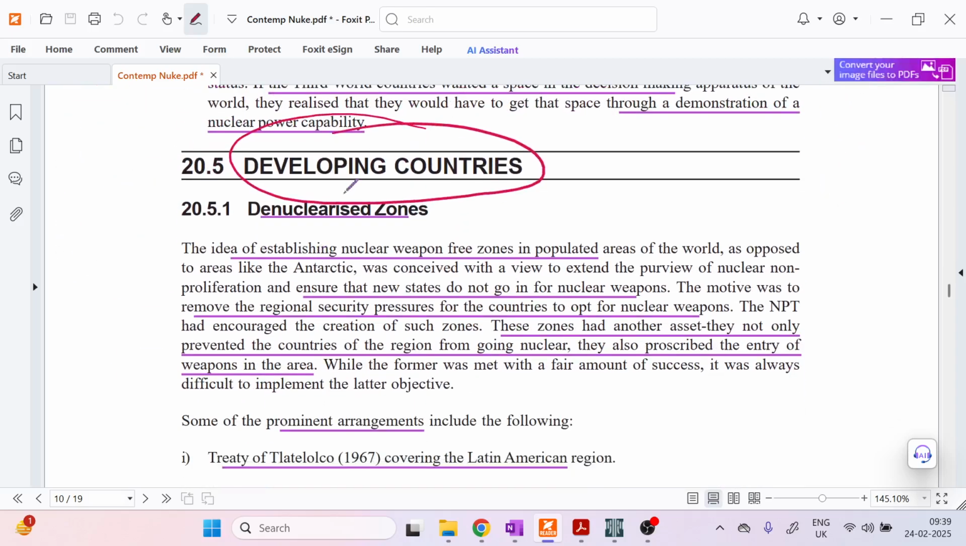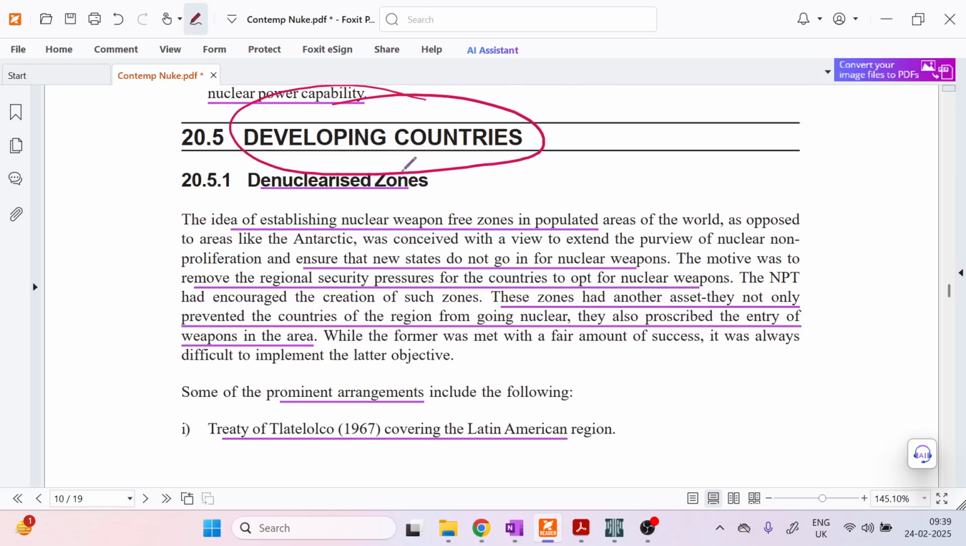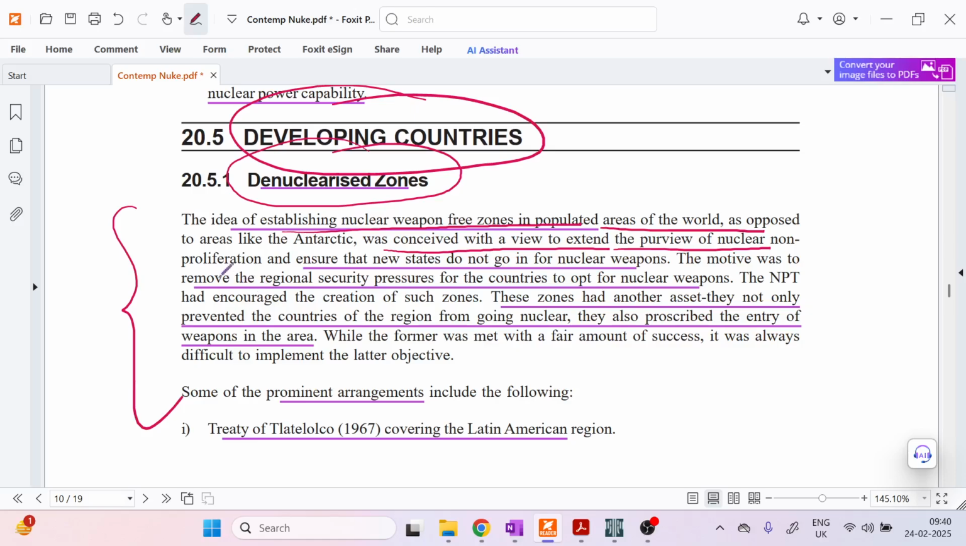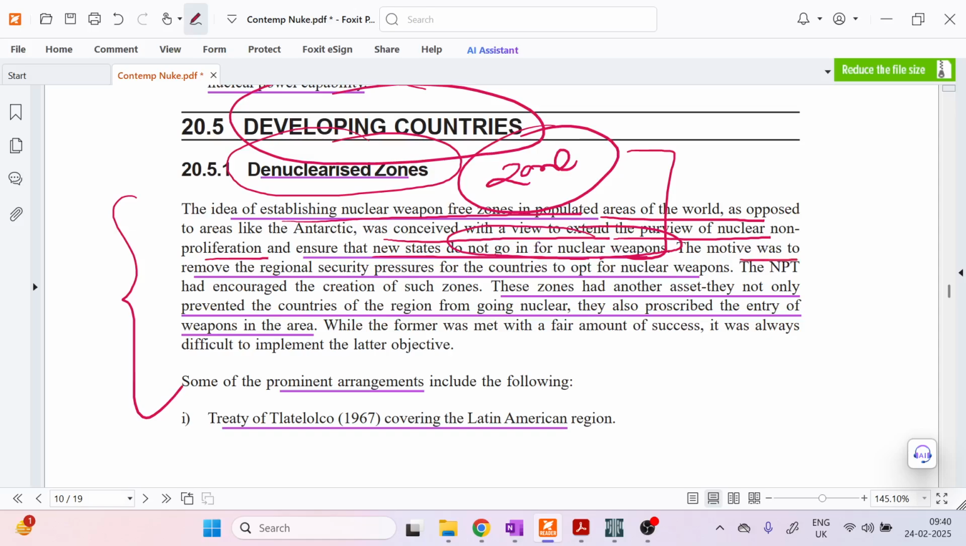Now let's have a look at developing countries and arms reduction. So, denuclearized zones. The idea of establishing nuclear weapons free zones in populated areas of the world was conceived with a view to extend the purview of nuclear non-proliferation and ensure that new states do not go in for nuclear weapons. Because if you create such a zone where nuclear weapons would not be used, then there would not be any need for any non-nuclear state to go nuclear. The motive was to remove the regional security pressure for a country to opt for nuclear weapons. If any non weapon state does not have any such compelling security pressure, then they will not opt for it.